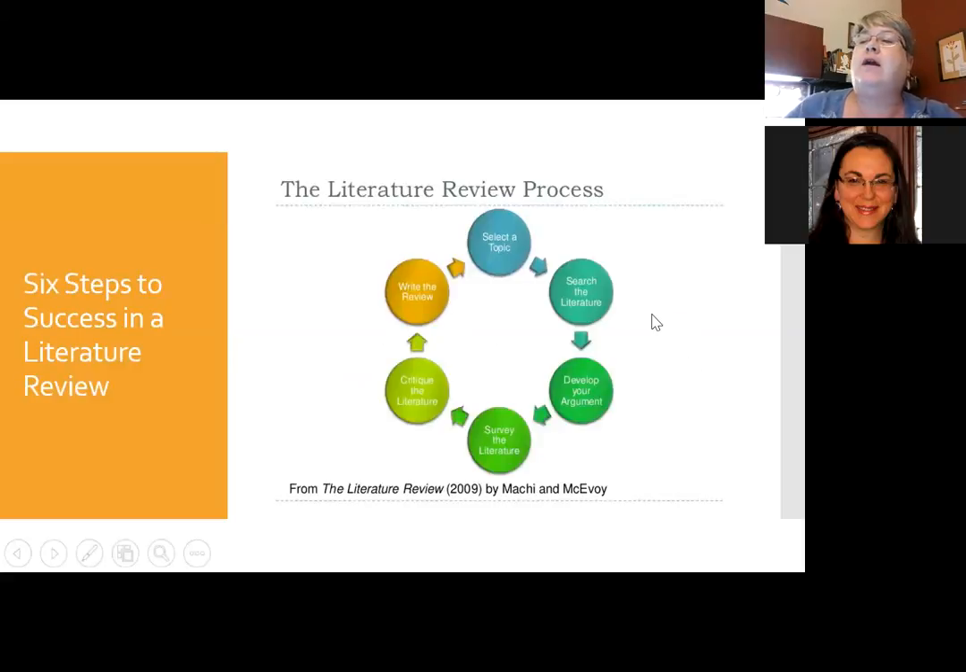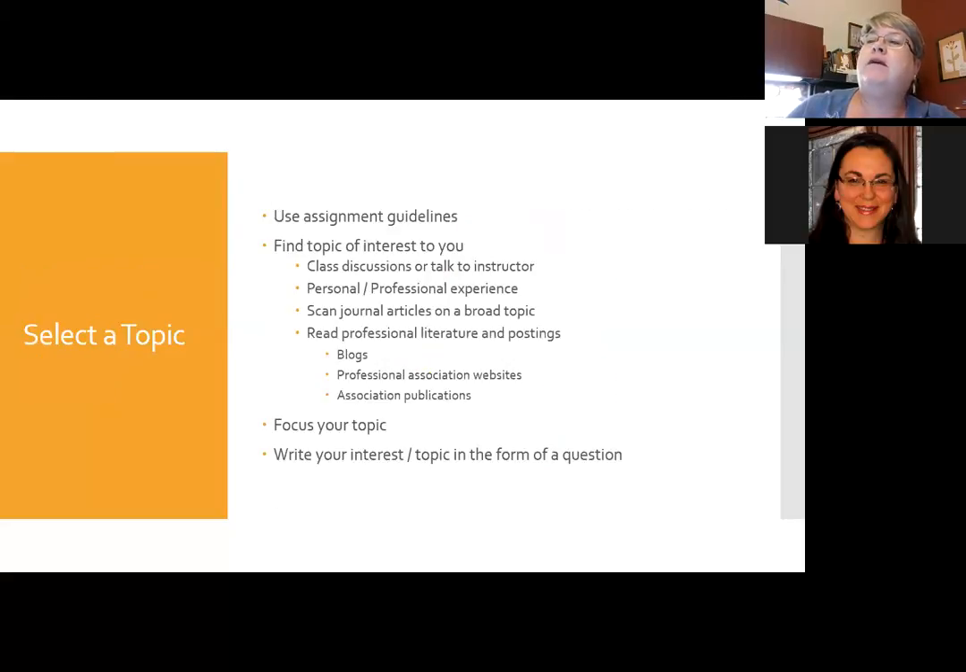So this diagram is from the literature review book by Mackey and McAvoy, and this is how they outline the literature review process. There are other diagrams and other methods that you could use, but this is the one that I'm going to base the rest of what we're presenting on to look at the steps. So we're looking at six steps to a successful literature review.